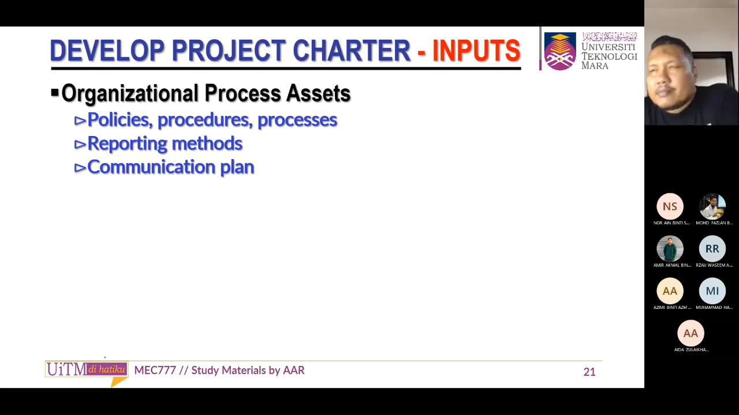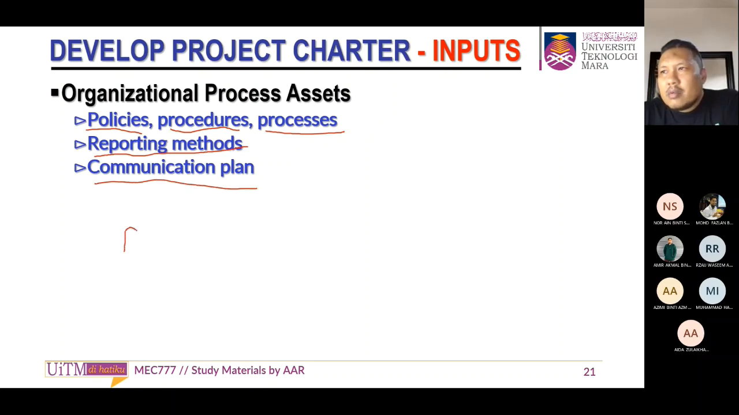Organizational process asset. The policies, we need to know, you put the policies as an input, procedure, process that we have. We must clearly state what is our reporting method, whether monthly reporting, 3-month reporting. Okay. Have you heard this? And PMC.